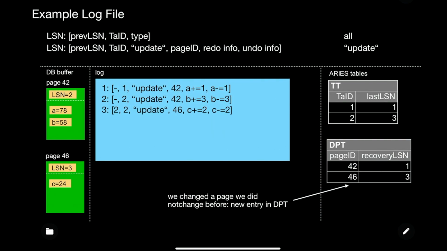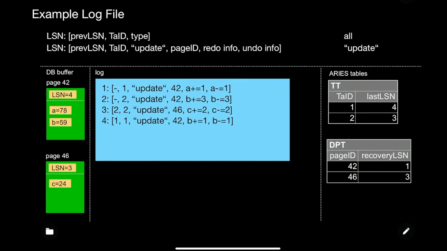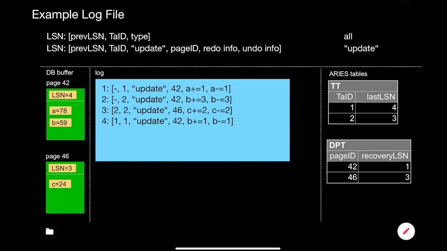Next entry comes in. This is affecting page 42 again. We've seen transaction 1 already, so no new entry. We already have the entry here. We do an update on page 42. Well, it's already in the dirty page table, no change here whatsoever. So no change in any of the tables, except, of course, that we have to change the last LSN in the transaction table. That's the last log record treated for transaction 1.